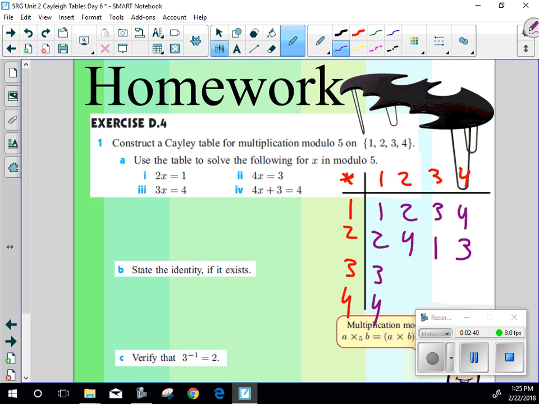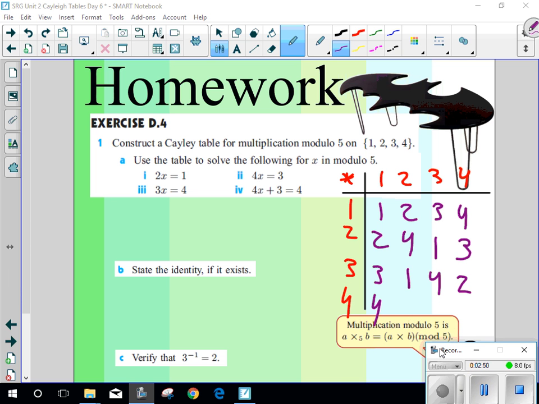Well, let's keep going. 3 times 2 is 6. 3 times 3 is 9. 3 times 4 is 12. Keep going. 4 times 2 is 8. 4 times 3 is 12. And 4 times 4 is 16, which is 1. So is this closed? Mm-hmm.